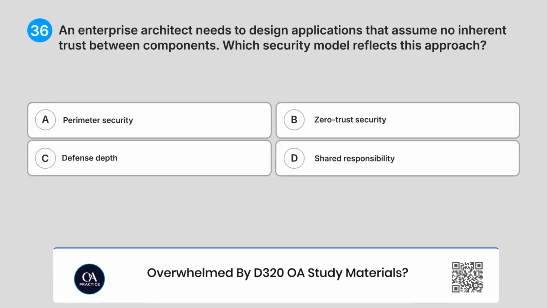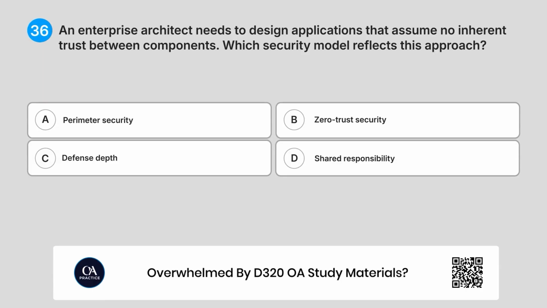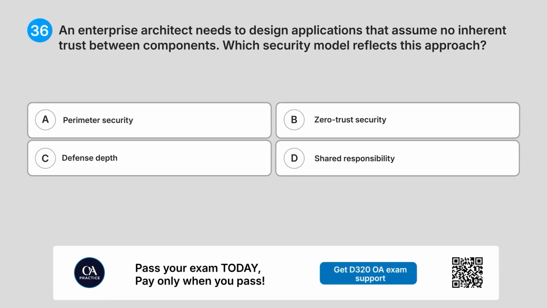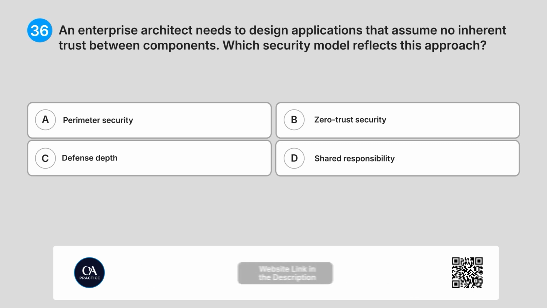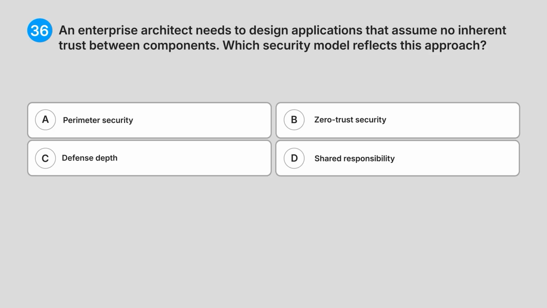36. An enterprise architect needs to design applications that assume no inherent trust between components. Which security model reflects this approach? A. Perimeter security. B. Zero trust security. C. Defense in depth. D. Shared responsibility.